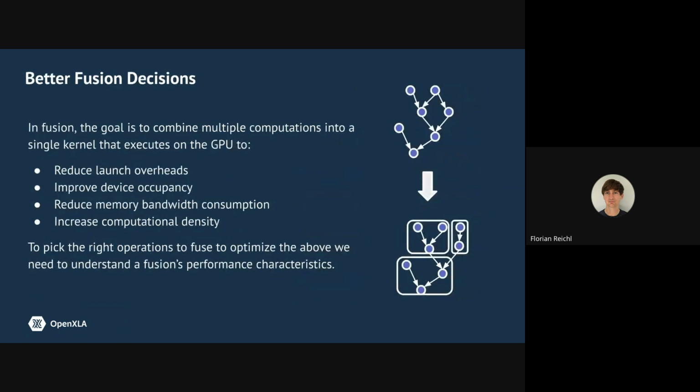And the other area is fusion decisions. That's the second key area. The slide says why we do fusions. I think we all know in the room why we do fusions, so we don't have to go into this in detail. But essentially, the problem you have to solve is that you have these qualities you want to optimize: occupancy, bandwidth, enough computational density. But to statically decide this, again, you have to know what characteristics a certain fusion has.